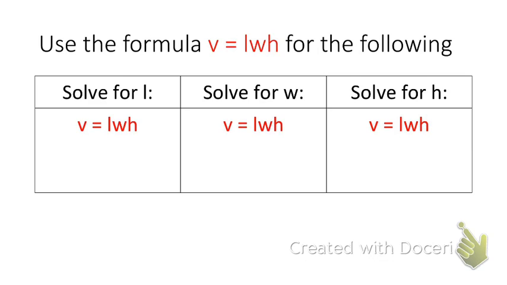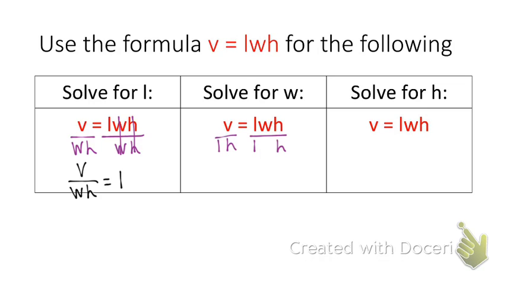So the first box on the left says solve for L. We know that L, W, and H are all multiplying by each other, so the inverse operation is to divide. We're going to divide by W and H. W and H are going to cancel out, and you get V over WH equals L, and that would be the solution.